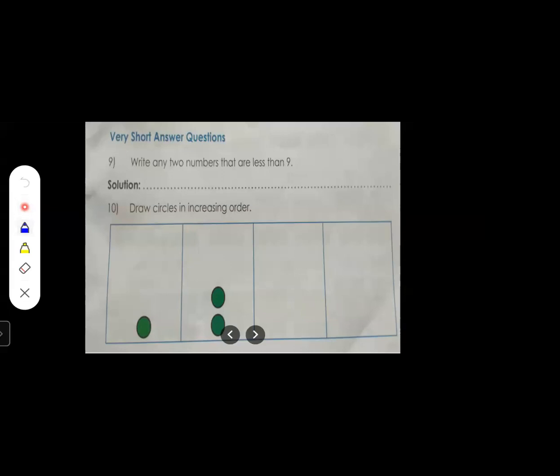So you can write it on your own. I am writing 2, 5, 6. Any two numbers you can write. Okay, now the next one, what is given? Draw circles in increasing order. We have to draw the circles in increasing order. Increasing order means what? Smaller number to bigger number, right?